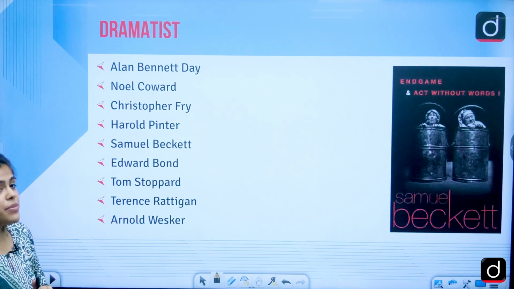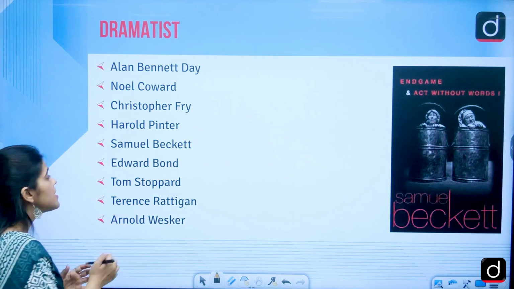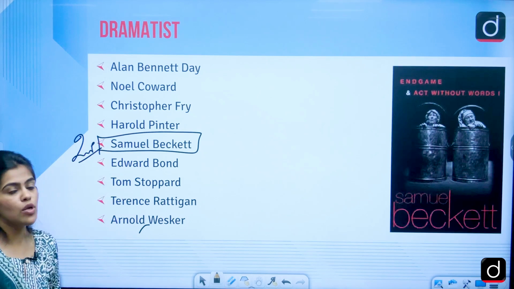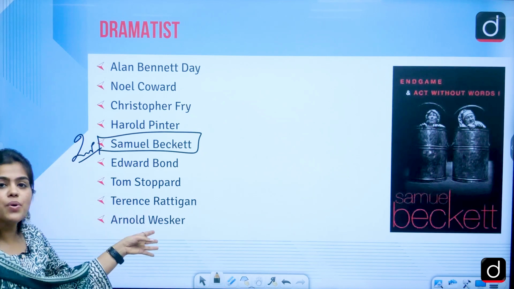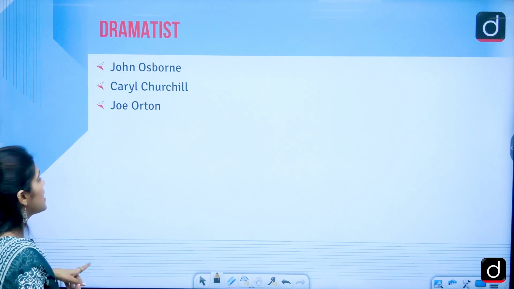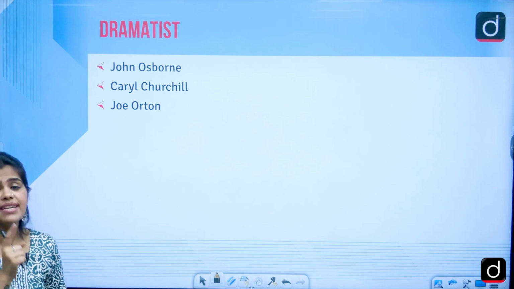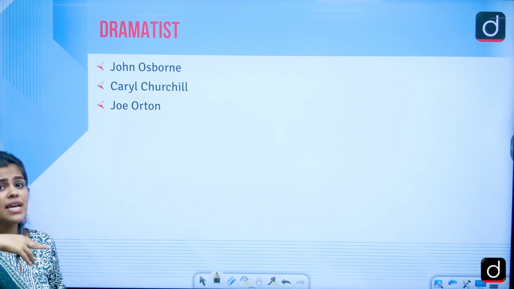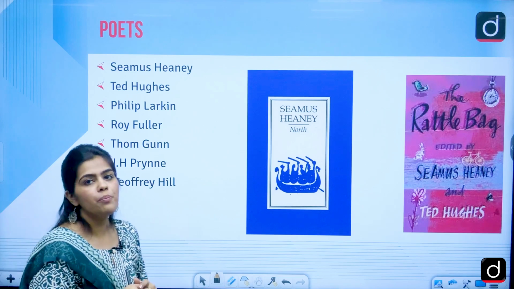Then come the dramatists. So we have Christopher Fry. We have Harold Pinter, Samuel Beckett. Very important. Harold Pinter is also very important. We have Tom Stoppard, we have Arnold Wesker, and we'll be dealing with all the plays that are written by them. We'll be dealing with the settings also, because questions are asked from the setting, and not easy questions like who has written it, right? So they are making the paper more and more comprehensive.